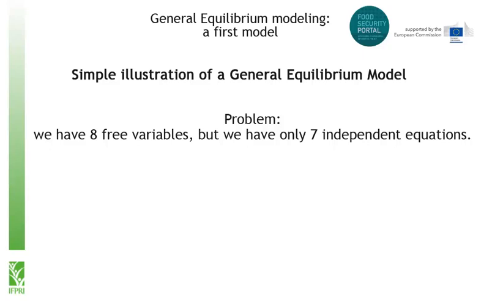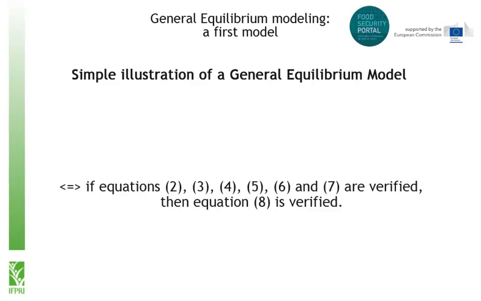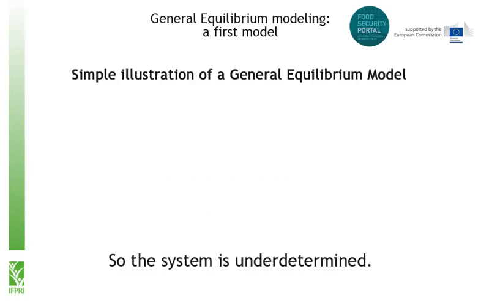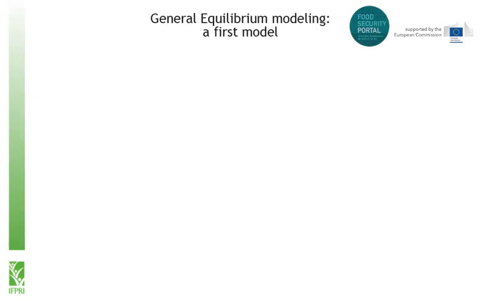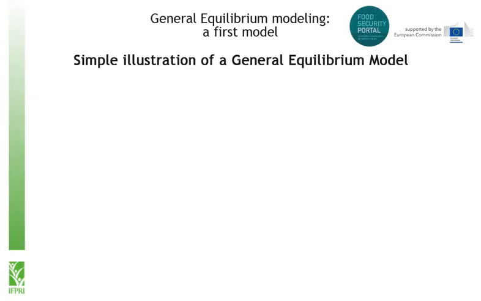Why? This is because what I'm going to demonstrate is that if equations 2, 3, 4, 5, 6, and 7 are verified, then equation 8 is verified. So it means that equation 8 can be derived from equations 2, 3, 4, 5, 6, and 7. And so it means that the system is underdetermined. So let us demonstrate that we have one equation which is not independent.